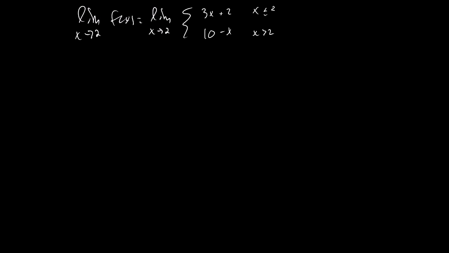Here we are. First we need to talk about left and right hand side. This is our left hand side because we're less than, and this one is our right hand side because we're greater than. So we plug in 2 and we get 3 times 2 plus 2, which equals 8, and 10 minus 2, which equals 8. Left and right hand side agree, so the limit as x approaches 2 of my function equals 8.